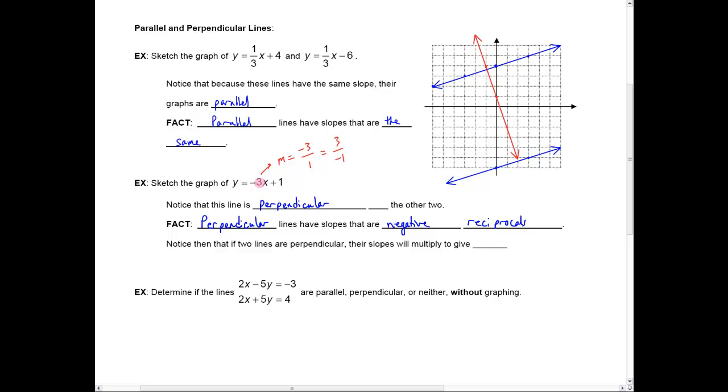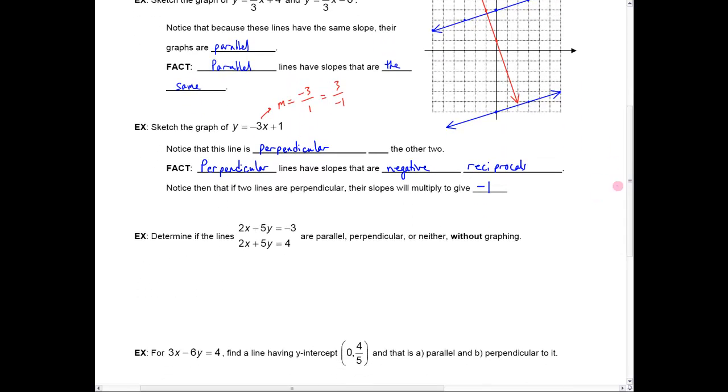So notice that this slope is -3. If I were to take the reciprocal of that, that would be -1/3. And then if I took the opposite or put a negative in front of that, it'd give me 1/3, and that's the slope of this one. Another way of saying that is if you multiply the slope of lines that are perpendicular, this line's slope is 1/3, the slope of this line that's perpendicular to it is -3, that will give you -1. That'll always be the case. Alright, so now we have a way of determining just from the slopes if lines are parallel, perpendicular, or neither, even if we don't graph them.